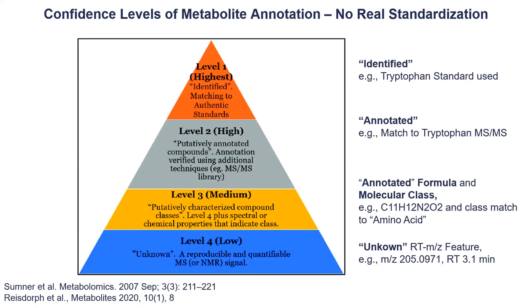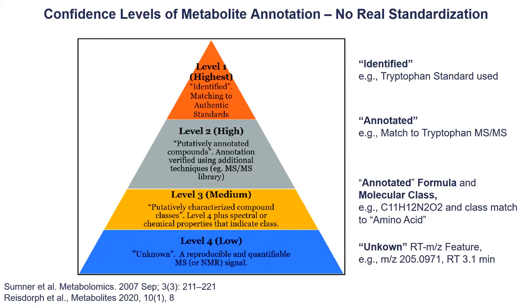Then we have the levels where you don't really know what it is. In level 3, for example, you get a formula and maybe the molecular class, so you at least know which group it belongs to. And then level 4 is the lowest: you know the retention time, the m/z, you know the feature, but you don't know what it actually is in the end.